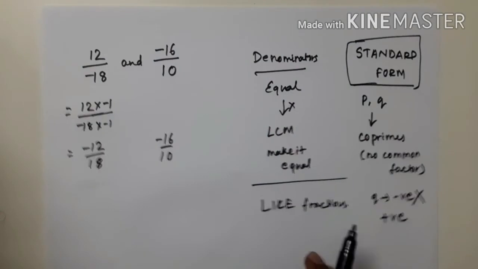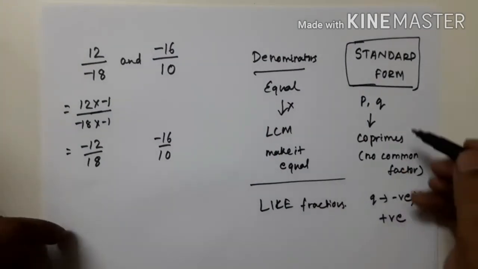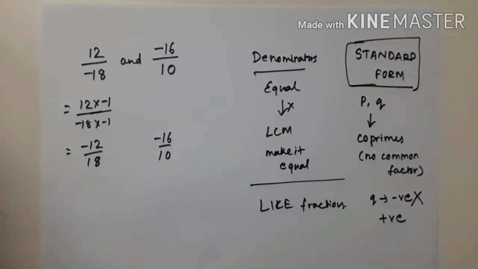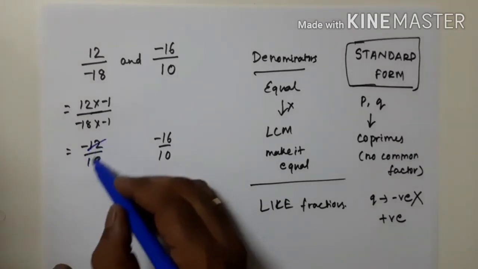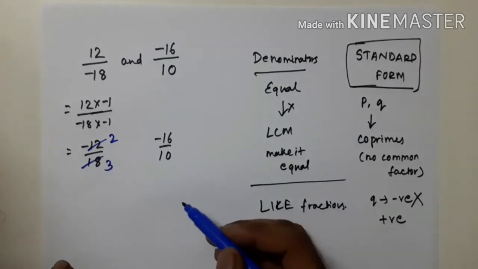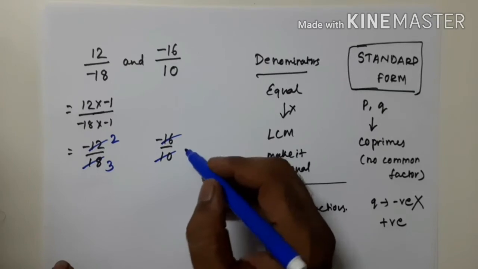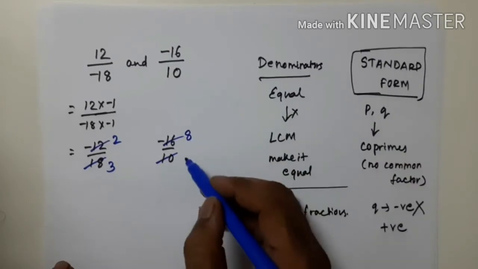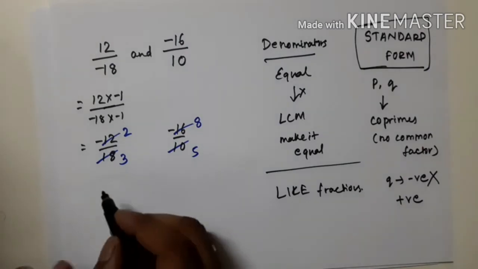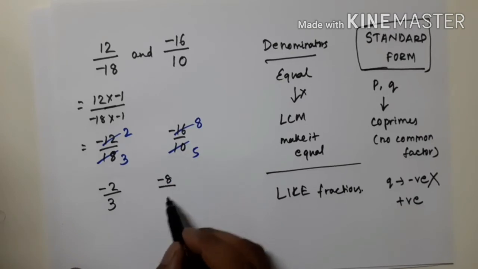The next thing you have to do is simplification. That means you have to convert into co-primes. So 12 and 18 can be cancelled by 6. So we get 6 2s are 12, 6 3s are 18. And here 16 and 10 will be divisible by 2. 2 8s are 16, 2 5s are 10. So we get now minus 2 by 3, and here we get minus 8 by 5.